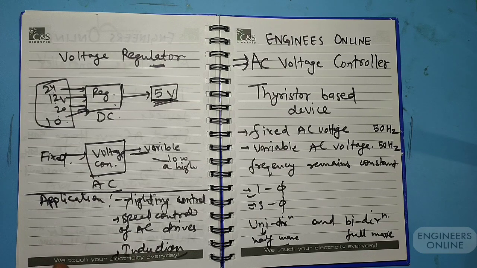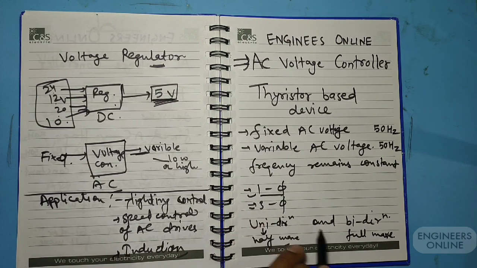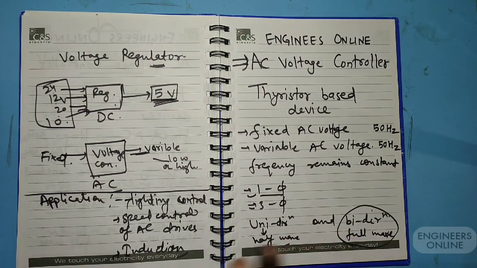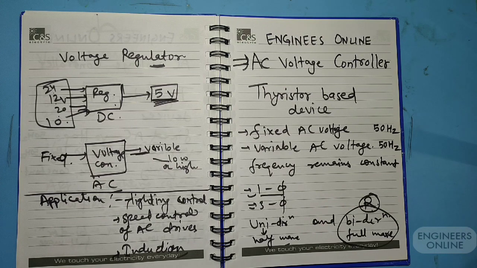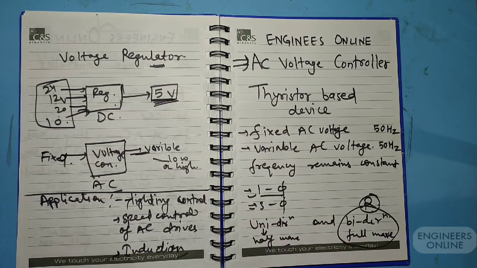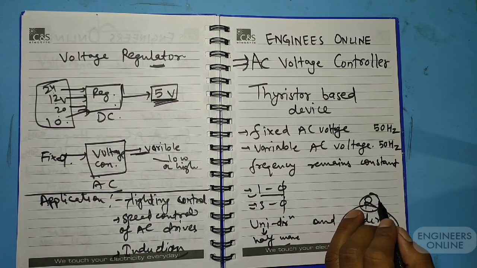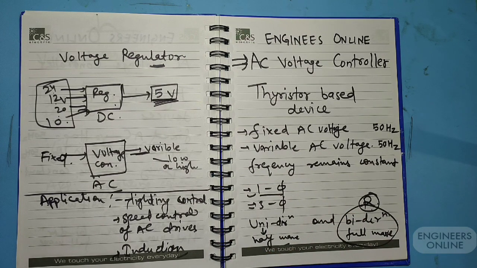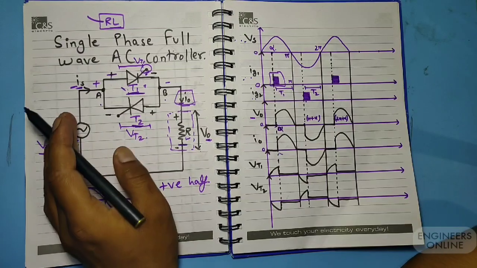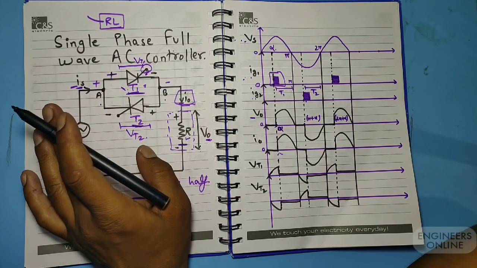Now in this video today, we'll learn about the single phase full wave controller with R load. In later videos, I'll also explain these circuits with different types of loads, for both single phase and three phase. This is a circuit for a single phase full wave AC controller.